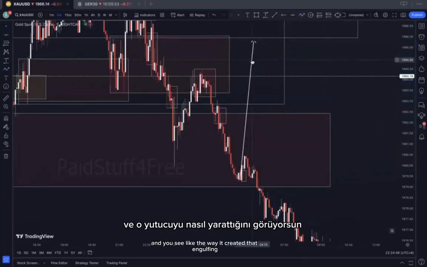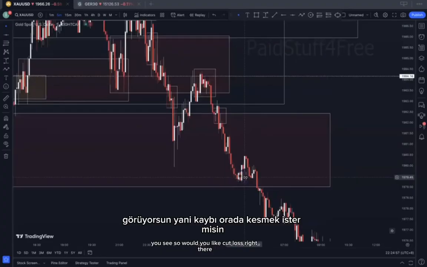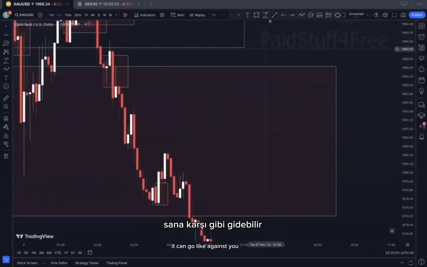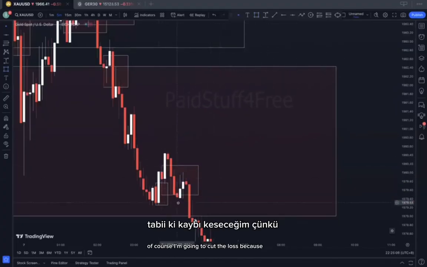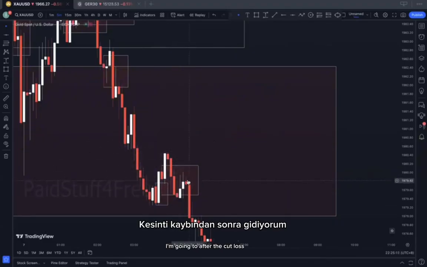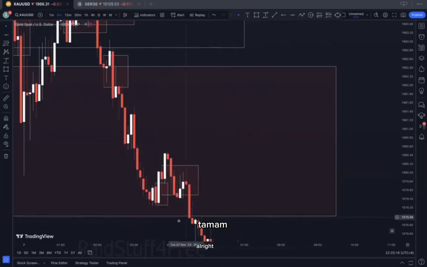Okay. Right. And you see the way it created that engulfing buy right after it created an engulfing sell, you see? So would you cut loss right there? Because it's showing it can go against you, for example. Oh, this one. Yeah, of course, I'm going to cut the loss because it shows us the price created this EF, right? And after the cut loss, I'm going to wait for a new one somewhere around here.